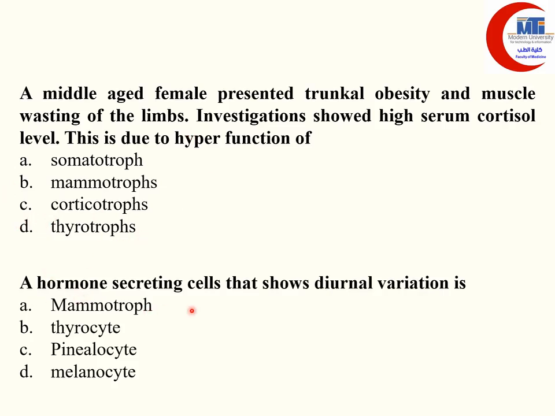A hormone secreting cell that shows diurnal variation: diurnal variation is caused by serotonin and melatonin. These two secretions are secreted from pinealocytes in the pineal gland or pineal body, which are responsible for sleep rhythm or diurnal variation by their secretion, serotonin and melatonin. So the right answer, letter C, pinealocytes, is the hormone secreting cell that shows diurnal variation.